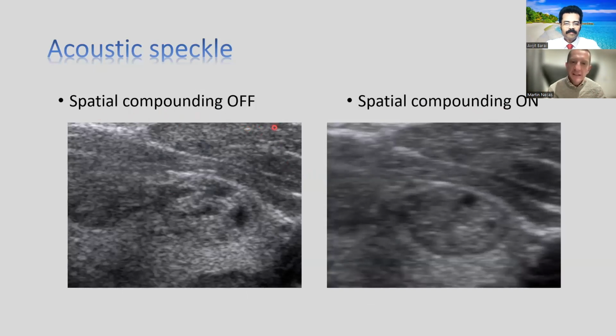So this is a good example, actually. This is probably a thyroid nodule that we're imaging with the spatial compounding off. It's a very salt and pepper texture, quite a harsh image. Whereas with spatial compounding on, not only is the image smoother, but the boundaries are better defined and the conspicuity of the lesion is much better. And so for most ultrasound applications, spatial compounding should be on.